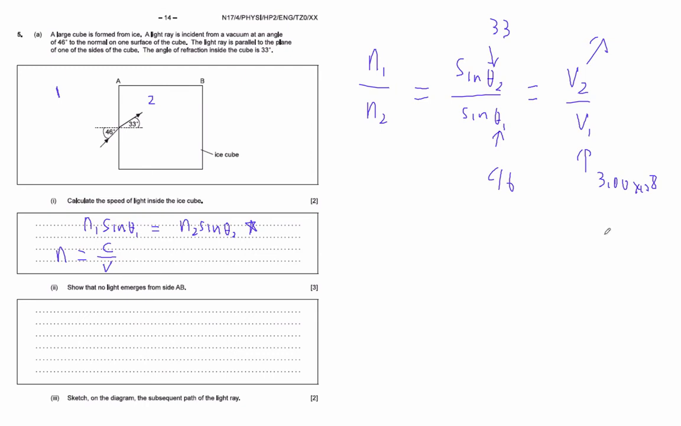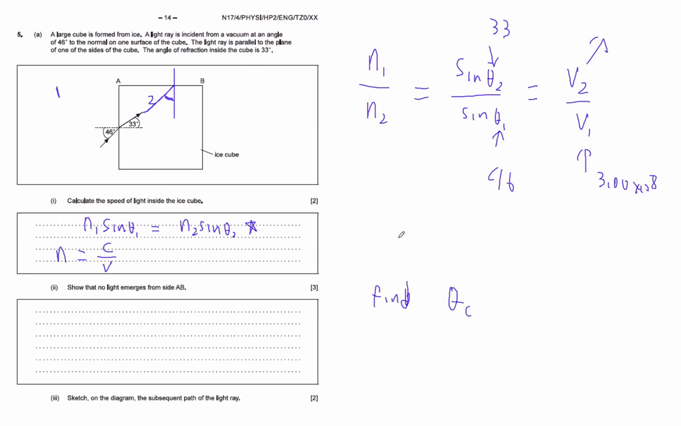Then it says, show that no light emerges from side AB, okay? So this guy is going to go across, strike at some angle here. Okay, so that angle that it strikes at, we've got to figure that out, right? And what's going on there is that angle is going to be too big. It's bigger than the critical angle, right? So the first thing is to figure out the critical angle. Find theta c. And how do we do that?